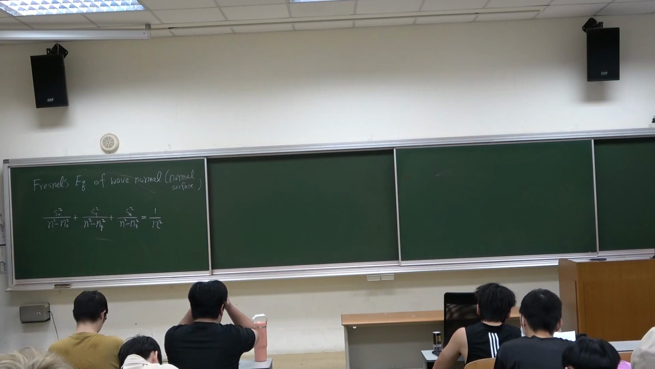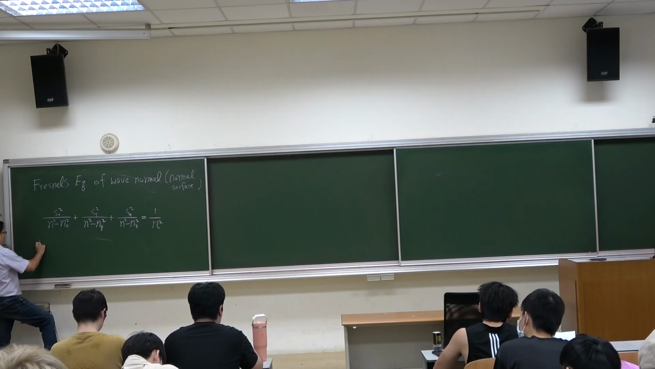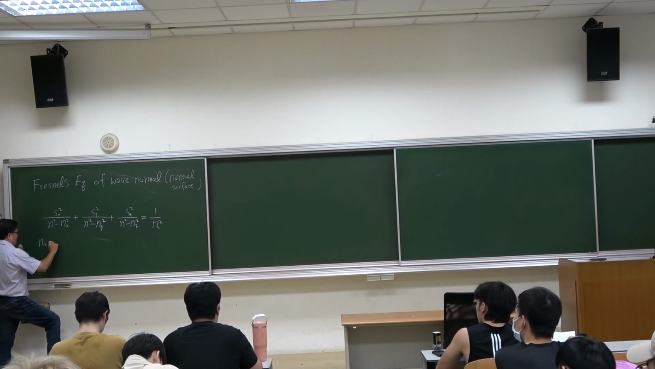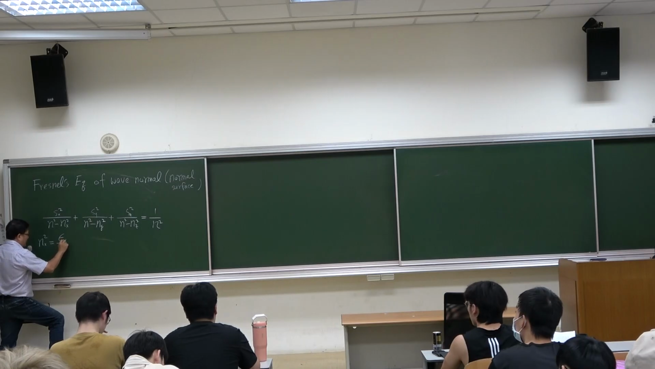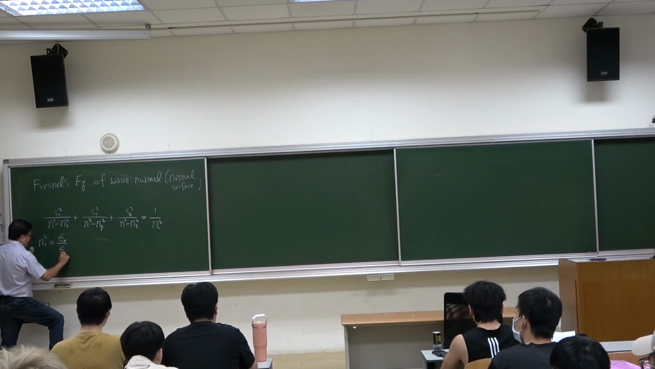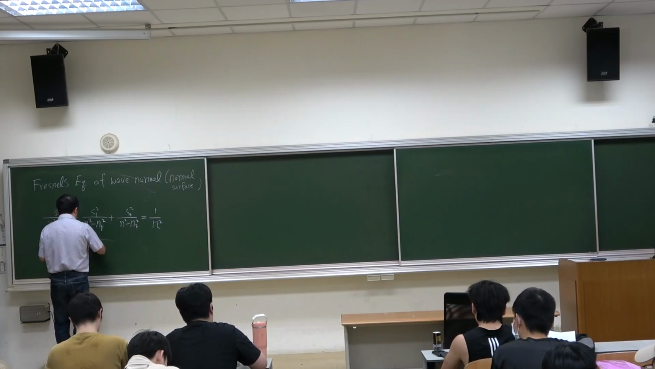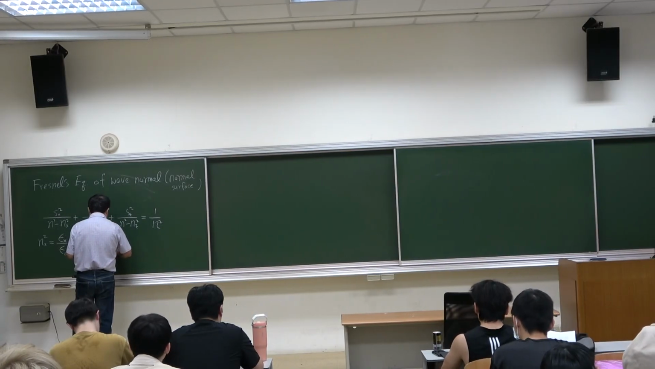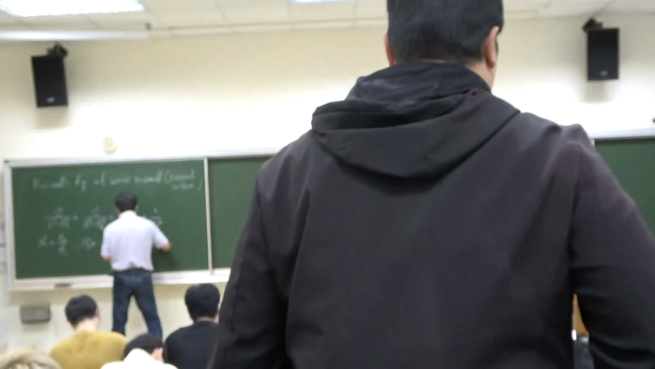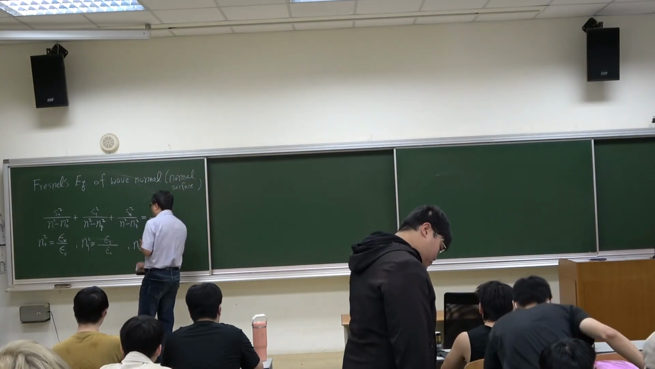We are given the parameters about the crystal. nx squared is epsilon x over epsilon 0. ny squared is defined as epsilon y over epsilon 0. And nz squared is defined as epsilon z over epsilon 0.